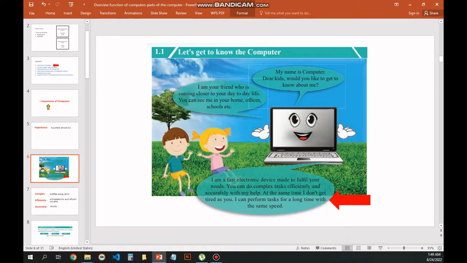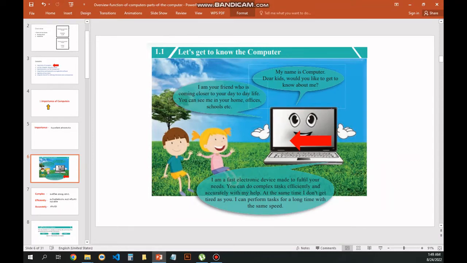Now I hope we had a small conversation here, where the computer tries to give a little introduction about himself. I hope the things we discussed are very clear. So here the computer is telling that his name is computer, then he's asking a question, do you like to know about me? Then he's telling, I'm just like your friend, I'm at your office, home, at the school, likewise.